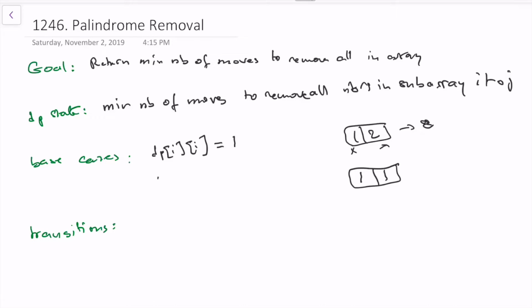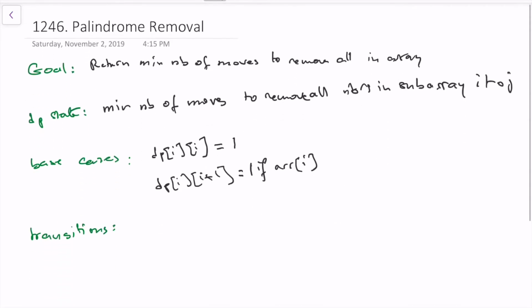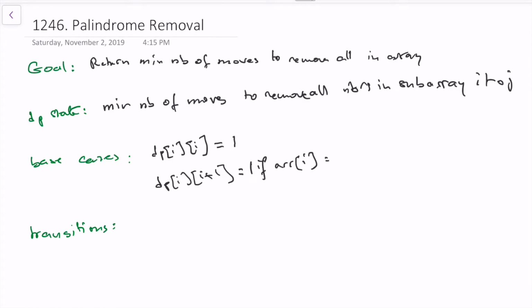And so dp of i to i plus 1, if you have two elements, depends on whether they are equal or not, right? So if they are equal, then it would be equal to 1 if array of i is equal to array at i plus 1. Otherwise, it's just 2, right? Because both are palindromes, so it's just 2.